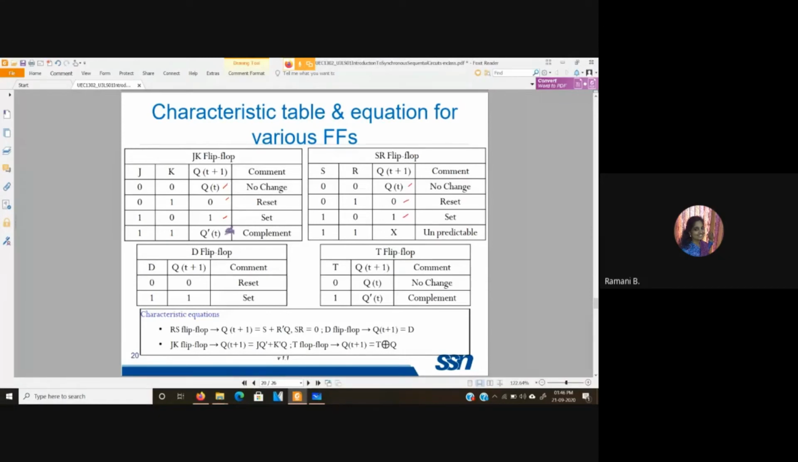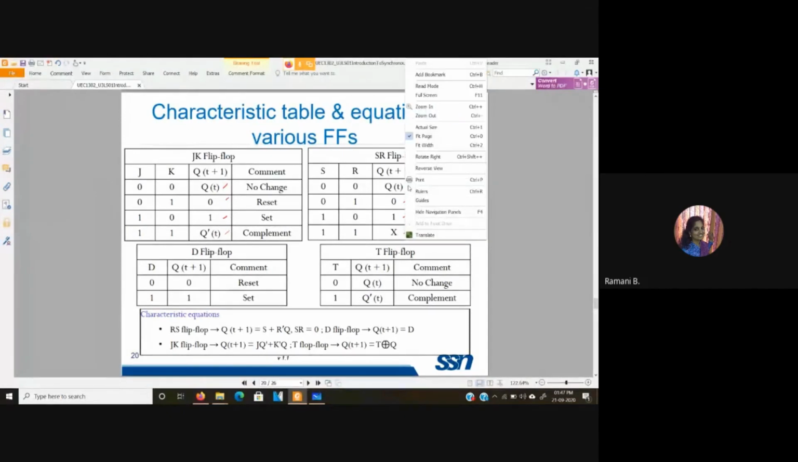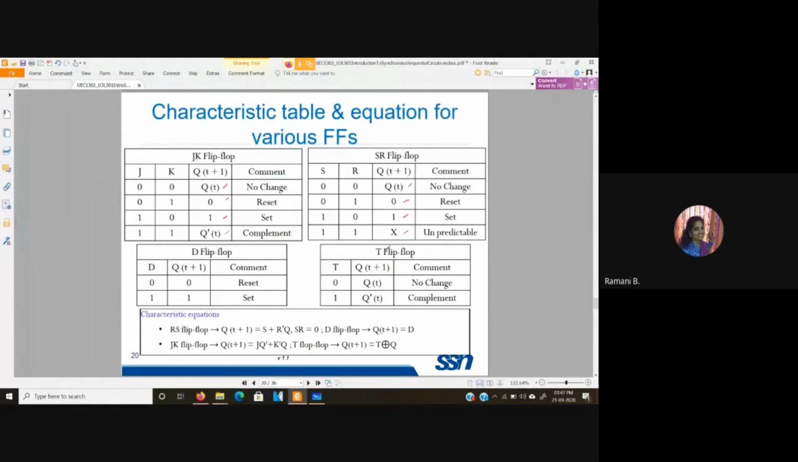And when J is equal to 1 and K is equal to 1, here we have the complementing operation. Whatever value you had previously, it will be complemented. So this is given as Q bar of T. And in case of SR flip-flop, it is a forbidden condition, that is unpredictable or forbidden or indeterminate, whatever name you want to give. Then with the D flip-flop, if D is equal to 0, the Q of T plus 1 will be 0, and if D is equal to 1, Q of T plus 1 is also equal to 1. So this follows the input value.